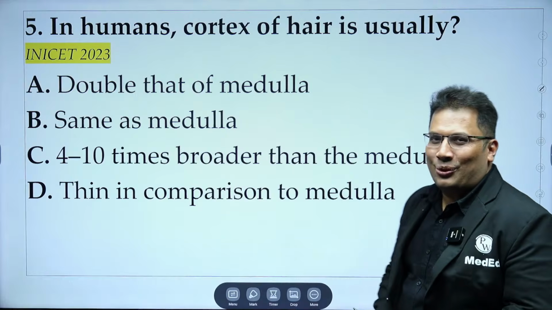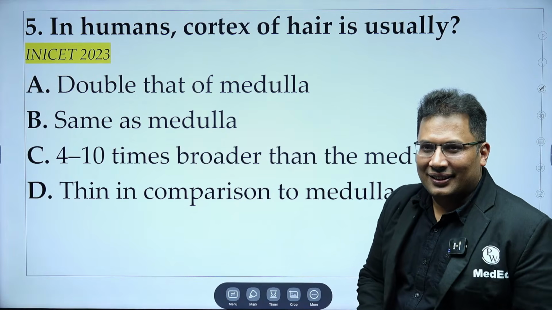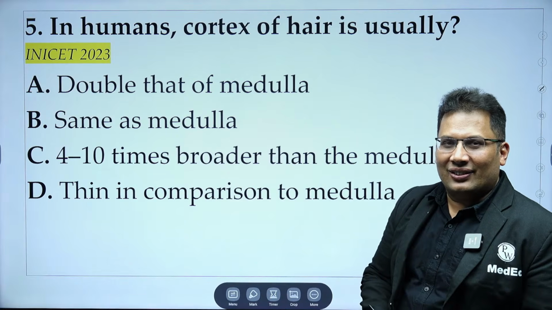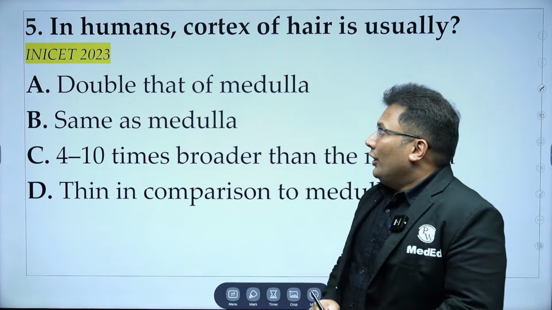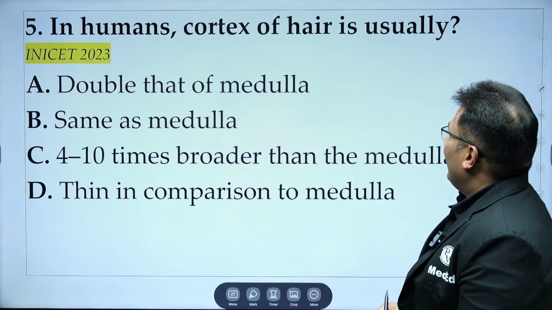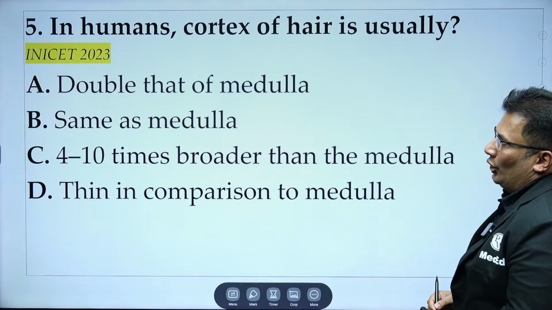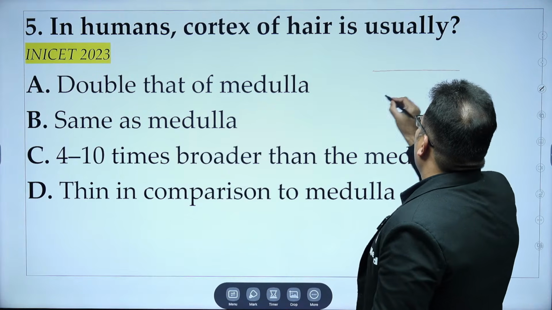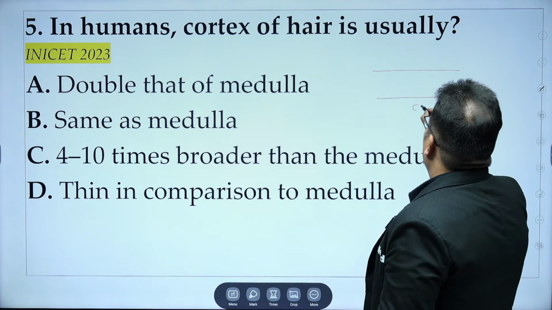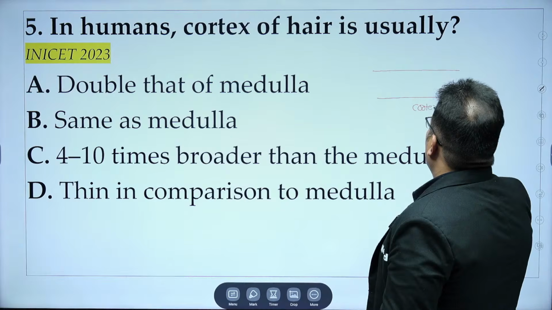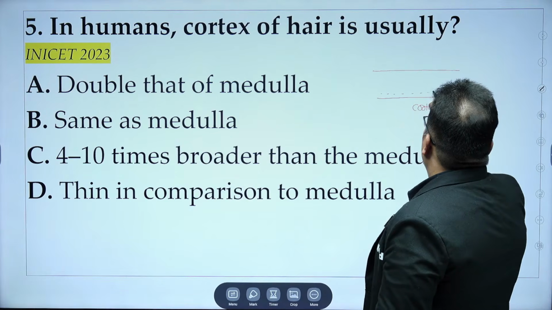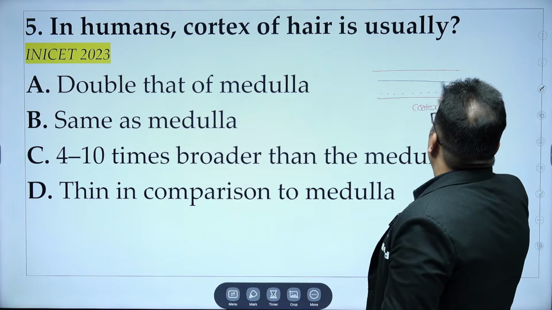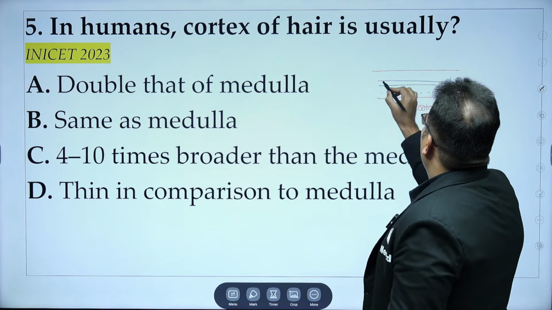Now one interesting question. Duty, good answer. I think many answered. Sydney shark case. In humans, the cortex of hair is usually, okay, cortex of hair. For example, this is the cortex, and this is the medulla.